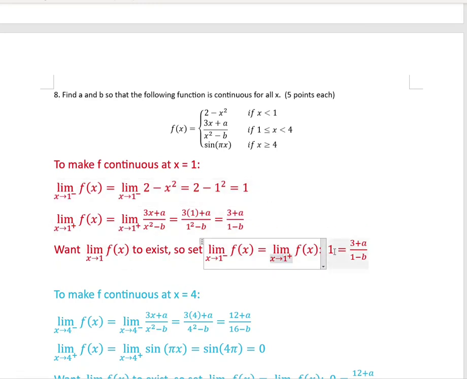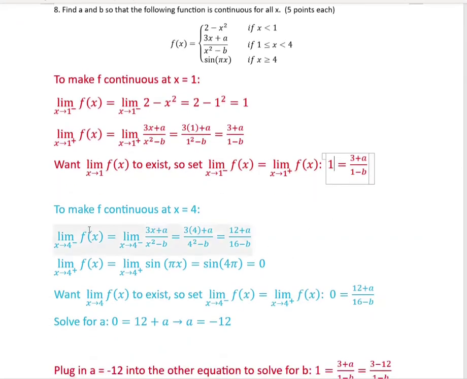That is set over here. So we want 1 equal to 3 plus a over 1 minus b. We do pretty much the same thing for x is equal to 4. Okay, so the limit from the left and from the right.